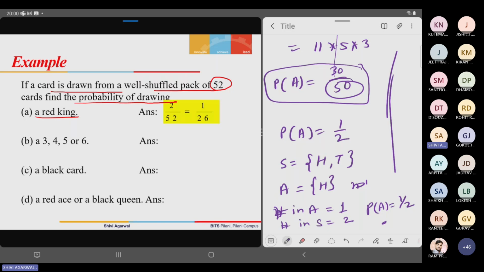Now another example: a 3, 4, 5 or 6. So the answer is 16 by 52. Now how? Please tell me, I'm waiting for your reply. How can we say 16 by 52? How, Mr. John, are you saying 16? 4 multiplied by 4.